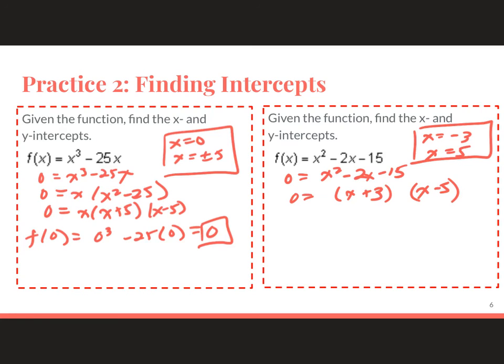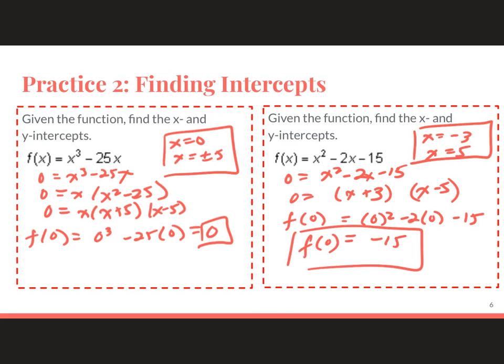All right, so let's look at my y-intercept. So I'm going to evaluate at 0. So this is 0 squared minus 2 times 0 minus 15. And so this is going to be minus 15, right? Because 0 squared minus 2 times 0 is just 0. So that's going to be my f of 0, or my y-intercept.